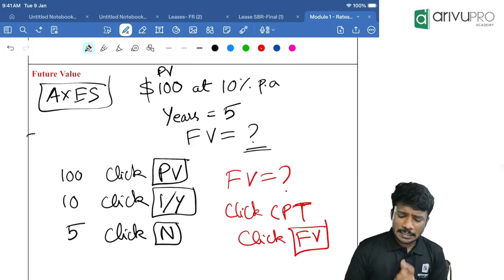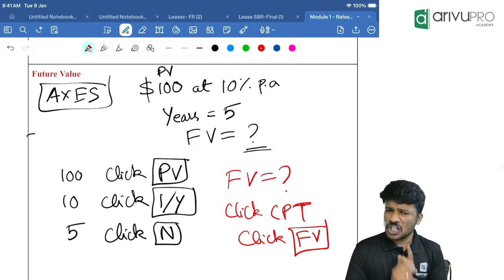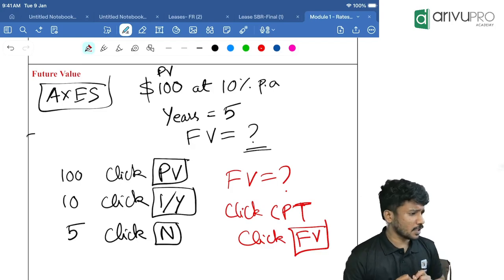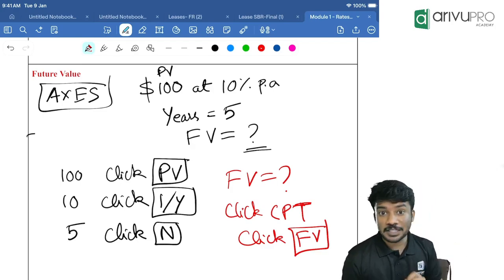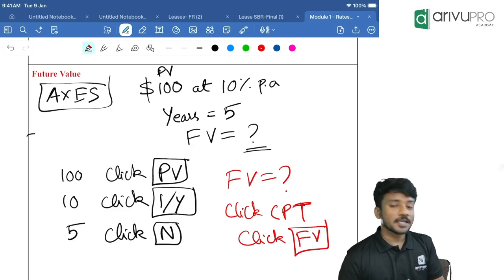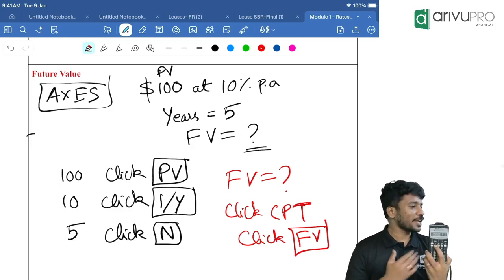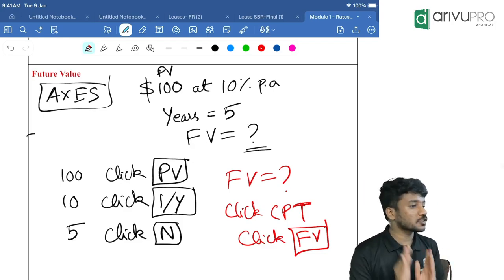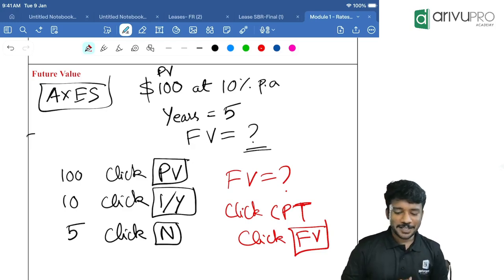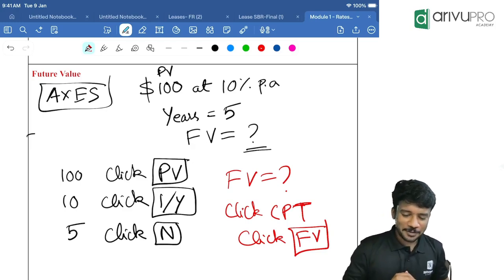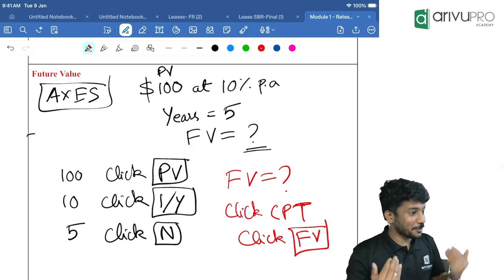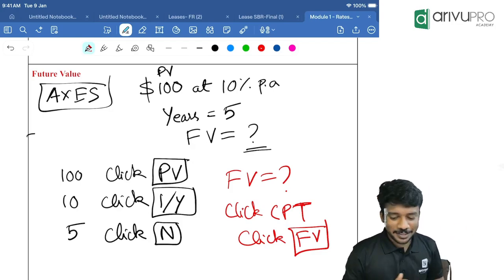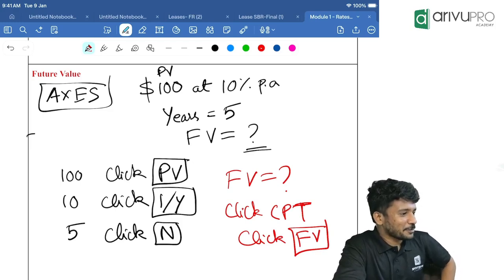While typing the interest rate, I just typed 10, I didn't click percentage. Why? Because always remember the I/Y value on our calculator is always expressed in percentage, so you just write the percentage value. Now in CA or CMA or whatever we have studied, or in our college also, how do we find it? Too many formulas.